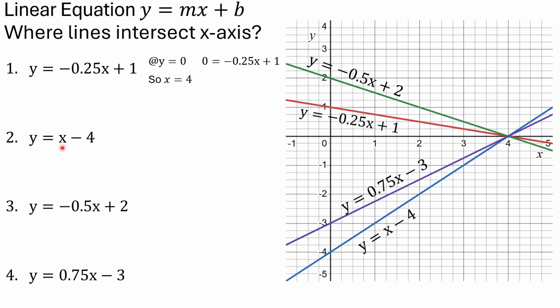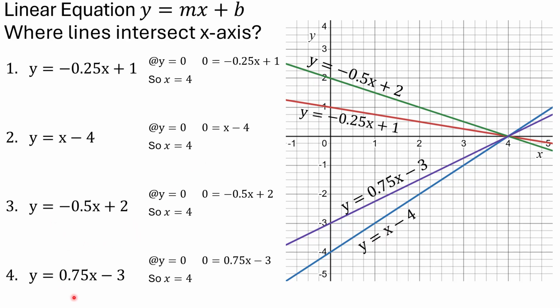Similarly, for this one it might be easier to see. 0 equals x minus 4. Move negative 4 to the right side. So that's negative b, which is positive 4. Divide that by the slope m, we get 4 again. And similarly, we see that also for equation 3 and equation 4.